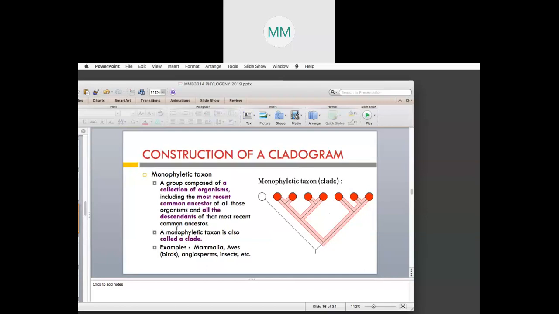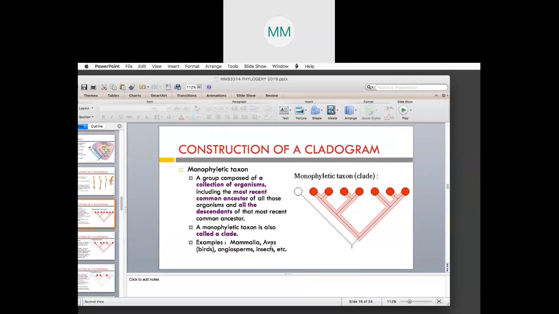Another name for monophyletic taxon or clade is also just the word clade sahaja. So good examples are mammals, avians, birds, angiosperms, and also insects. Okay, these are examples of monophyly.